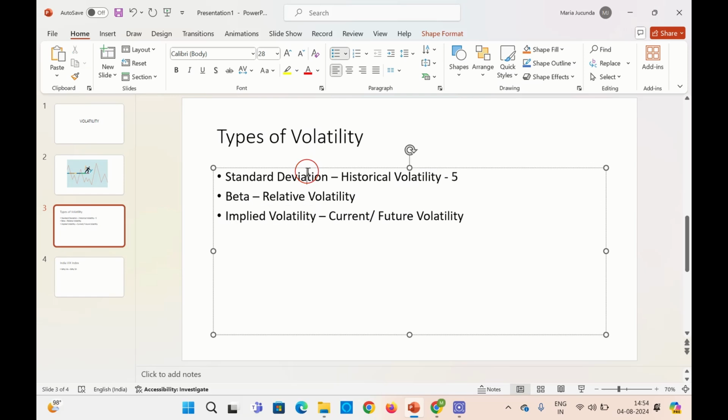So far we spoke about historical volatility. We spoke about relative volatility. Implied volatility denotes the current or expected volatility of a particular stock at a point in time. So this is not futuristic in nature. This is not past oriented. This is the current ongoing expected volatility of a particular stock, mostly used by option traders.